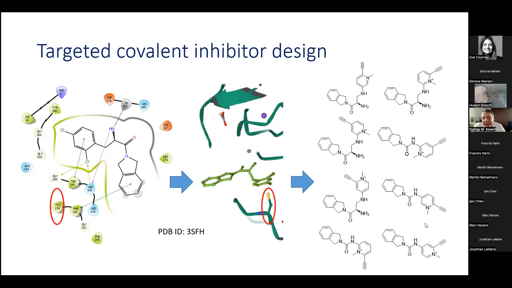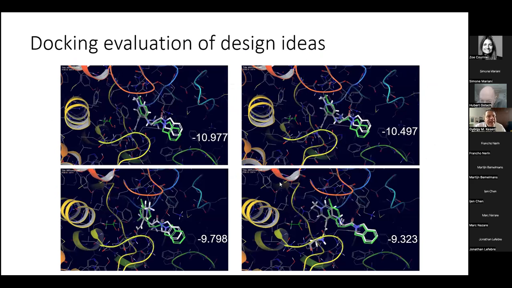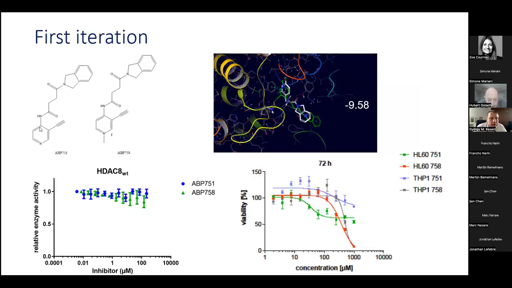So we designed different linkers, and all of these compounds were docked to the active site of the enzyme. You can see here the different ideas evaluated by docking, and I also indicated the relevant docking energies by these numbers here. In the first round, we prepared these two compounds having a reasonably low docking score. However, unfortunately, we were not able to identify any protein blocking or protein inhibitory activity with these compounds.